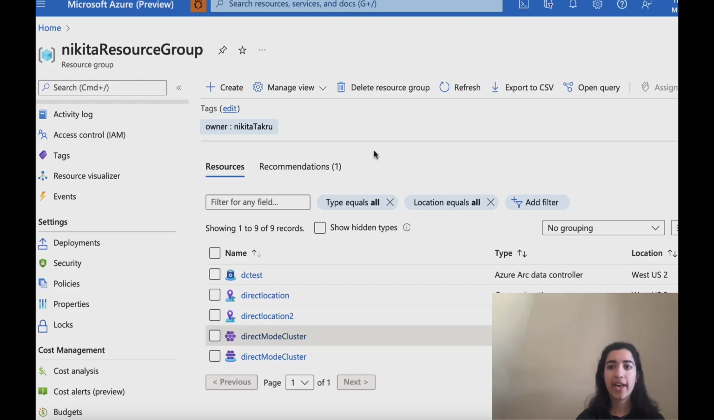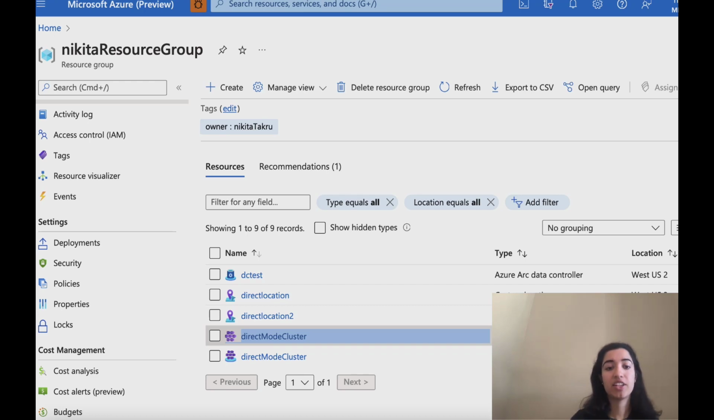Now we can go ahead and get started with the demo. What you will notice here is that I'm in the Azure portal. What you'll do is create a resource group, and inside of that resource group, you're going to want to bring a Kubernetes cluster. As you can see here, I have a Kubernetes cluster up and running. This is an AKS cluster I created. It's called Direct Mode Cluster.